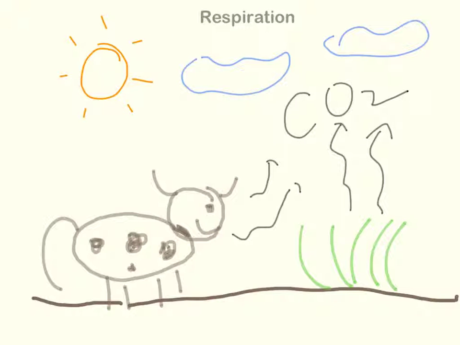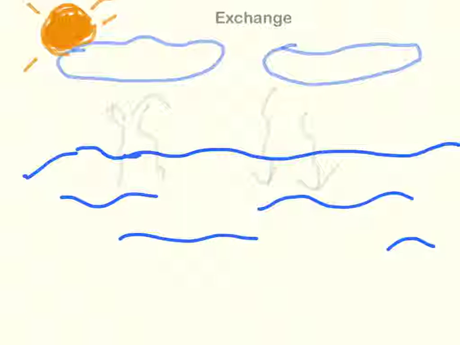The second step is respiration. When producers respire, some of the carbon from photosynthesis is released back to the atmosphere. Sugar is converted back to carbon dioxide by this process. The third step of the carbon cycle is exchange. Carbon dioxide is exchanged between the ocean and the atmosphere. The amount of CO2 released from the water into the atmosphere roughly equals the amount of CO2 from the atmosphere that dissolves in the ocean.